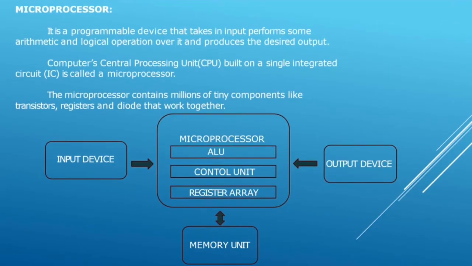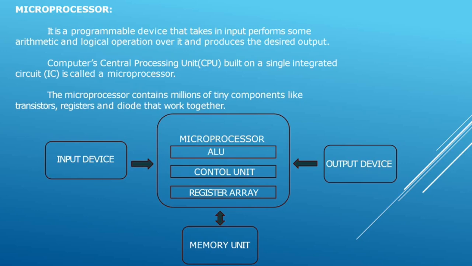A microprocessor is a programmable device that takes in input, performs some mathematical and logic operations over it and produces a desired output. The microprocessor is volatile memory, like it stores for some kind of time. After the system is switched on or off, the memory we stored in the microprocessor will be gone. A microprocessor contains millions of tiny components like transistors, resistors, and diodes that work together and that represent a microprocessor.